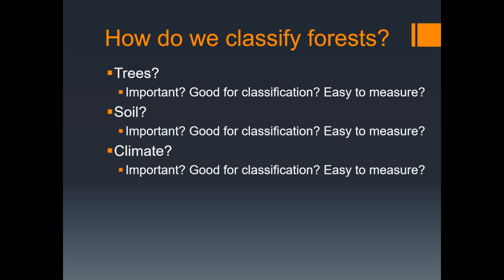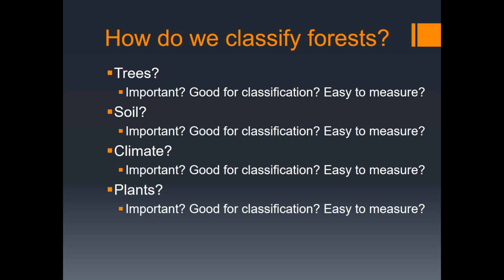Climate. Climate's really important. As far as classification goes, it depends on what scale we're thinking about. If we're thinking about a continental or national scale, then climate can be really good for classification. But for classifying small differences in different forest types, there's other things other than climate that really drive those, so it doesn't work very well for that. Climate is potentially a little bit challenging to measure, but there are good networks and long-term data out there, so we can get access to that data over broad scales.